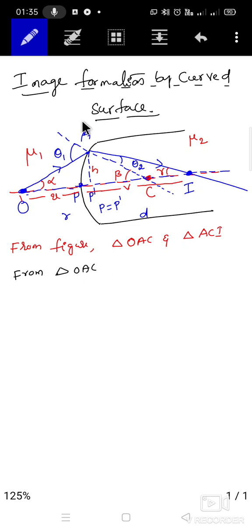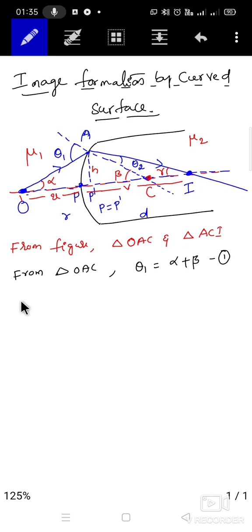From triangle OAC there is one rule: the exterior angle is equal to the sum of the two opposite interior angles. Here the exterior angle is theta 1, and it equals the sum of the two opposite angles, alpha plus beta. So theta 1 is equal to alpha plus beta. This is equation 1.